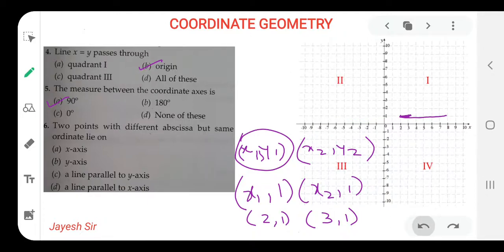Which line are we seeing, friends? Parallel to the x-axis. This line is parallel to the x-axis, we can say. I hope you all are getting it, friends, that the value of x would be changed. Now what would be the correct option for MCQ 6, a line parallel to the x-axis? Option number D would be the correct answer.